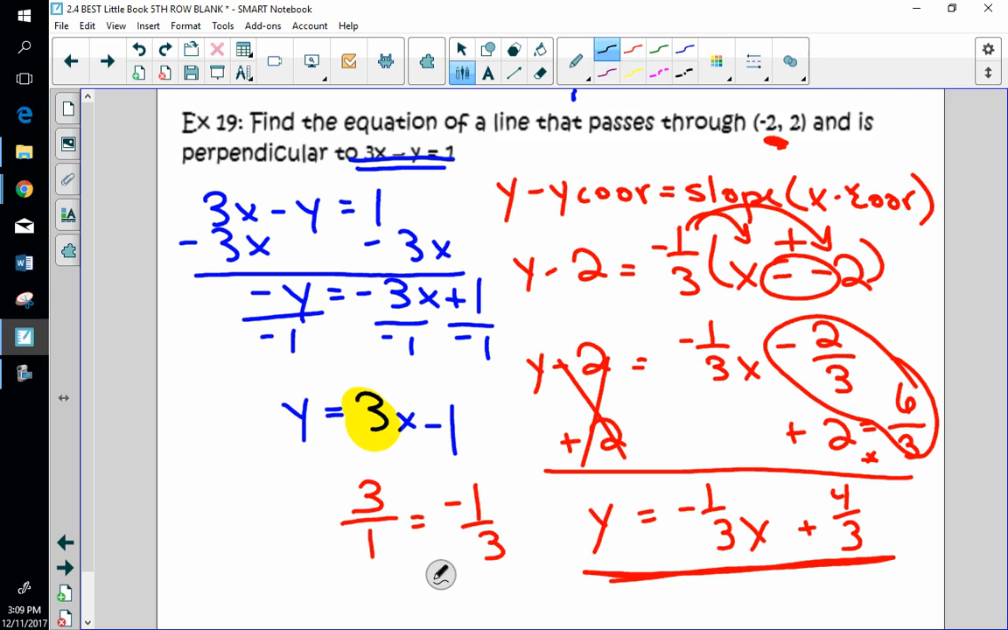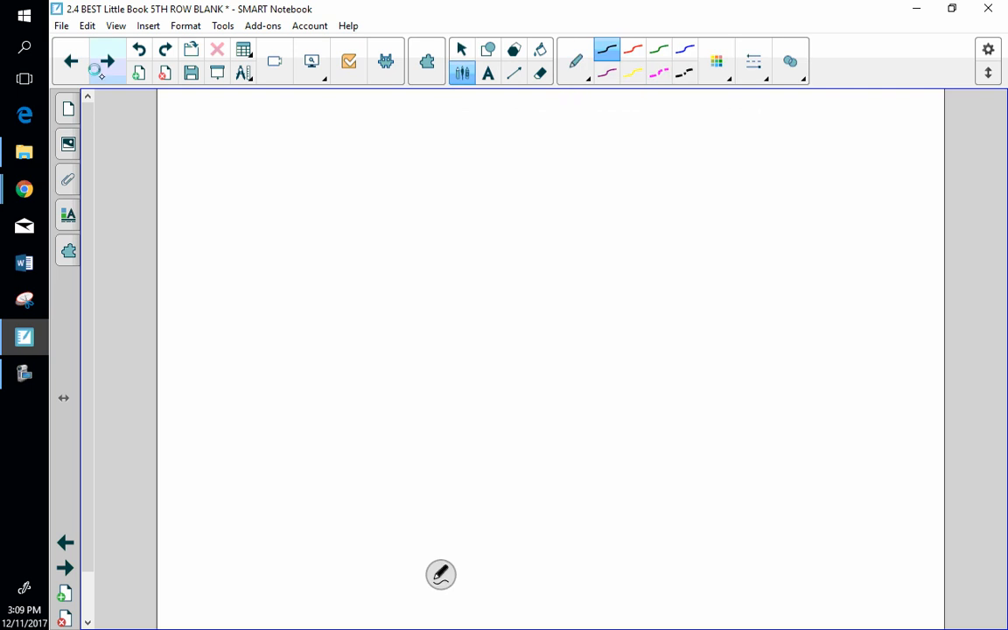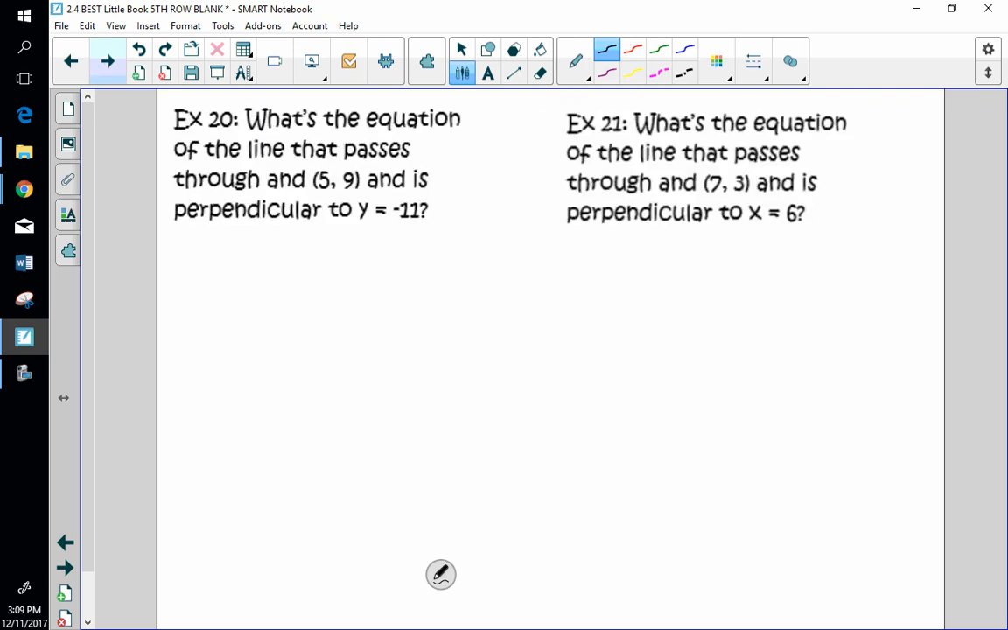Our very last two are very easy. What's the equation of the line that passes through 5, 9 and is perpendicular to y equals -11? If it's perpendicular to that, it's an x equals. And how do I figure out what the number is? Look at your x-coordinate. So it's x equals 5.